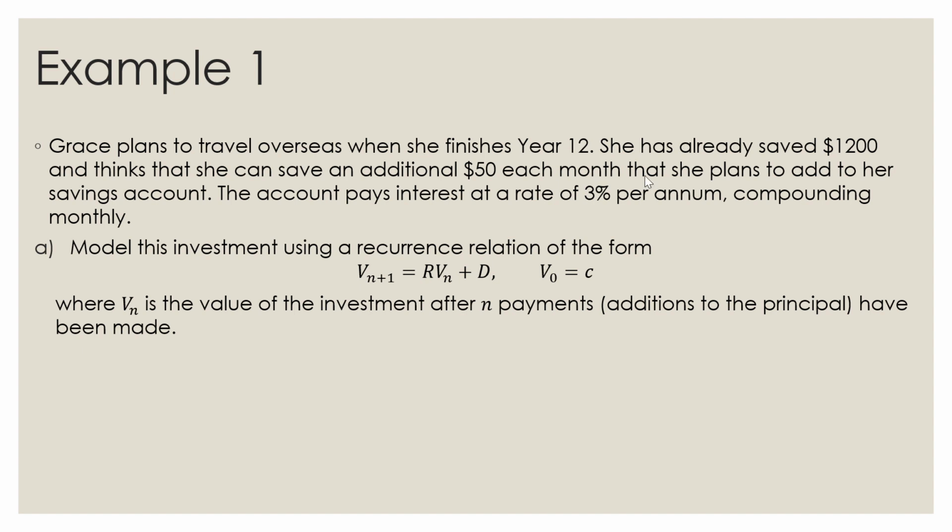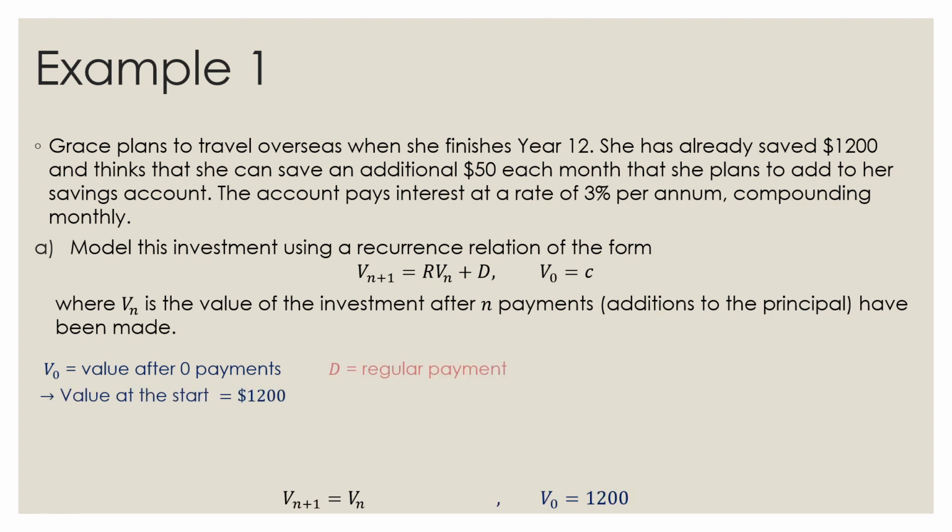This one here is quite nice because the additional repayments of $50 each month lines up with the 3% being compounded monthly. So this is a nice question here. All right, so looking at this in terms of our recursive formula, fairly self-explanatory, is that we're starting with 1200. Okay, so V0 is equal to 1200.